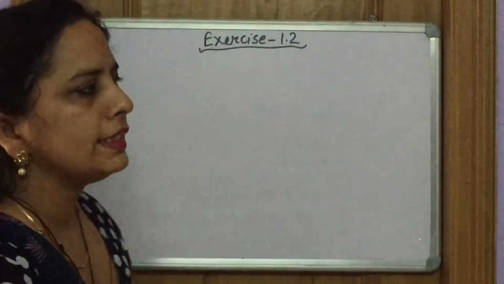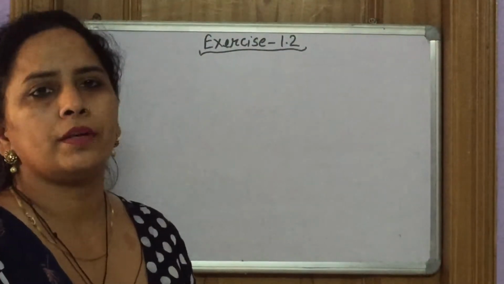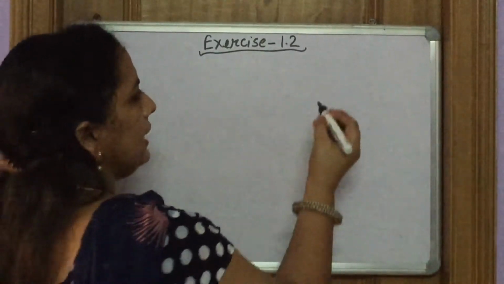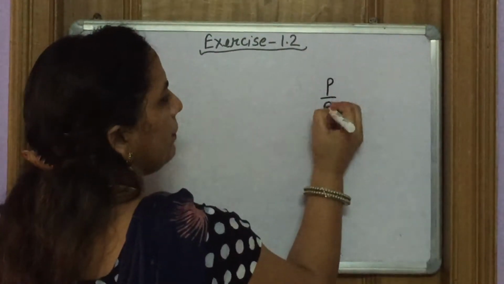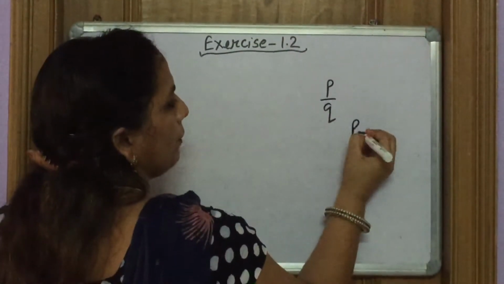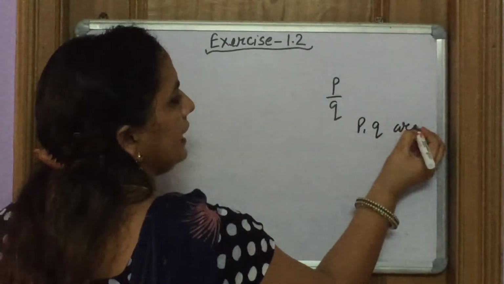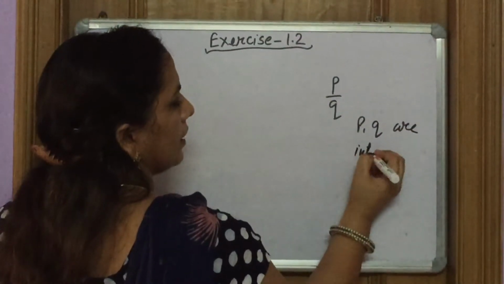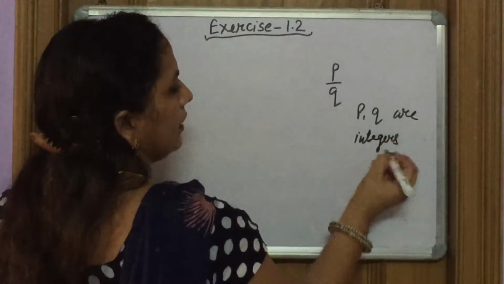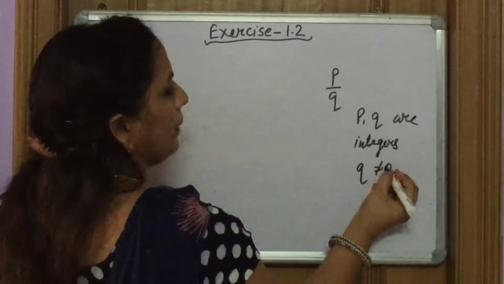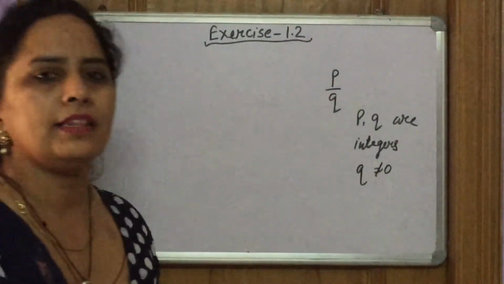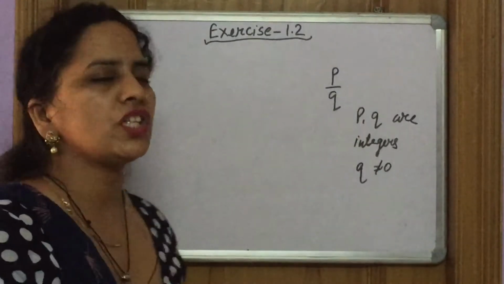As you know, a rational number is a number which can be written in the form of p by q, where p and q are integers and where q is not equal to 0. Then this number is called a rational number.